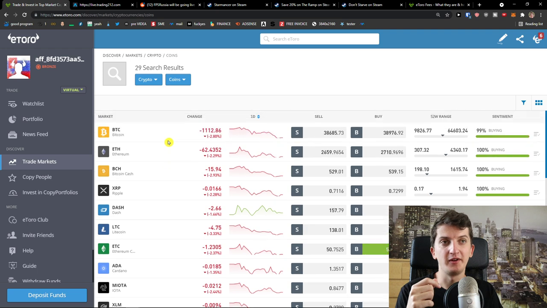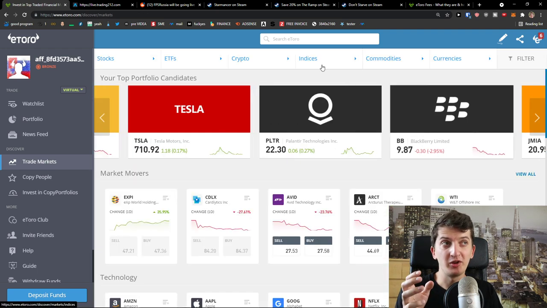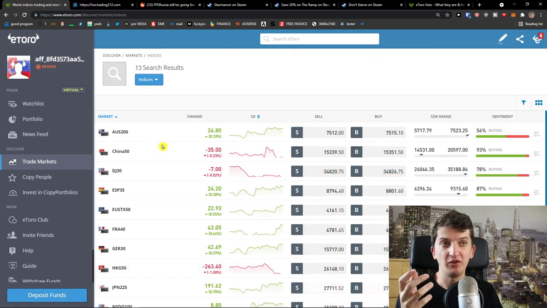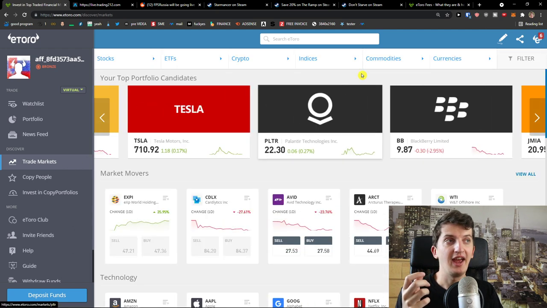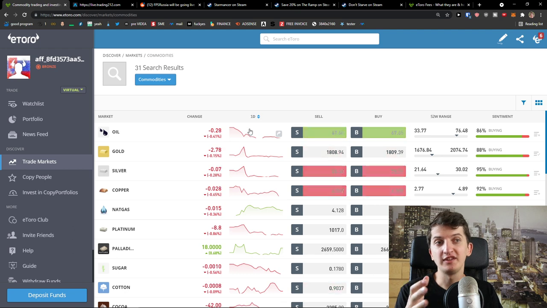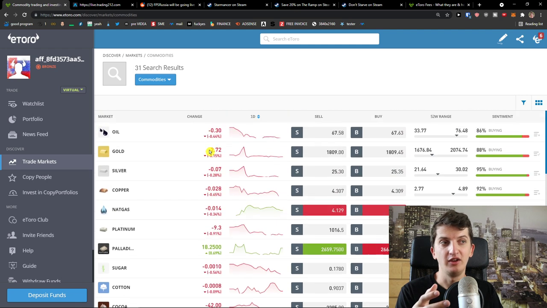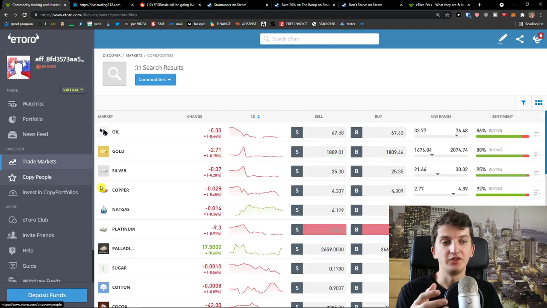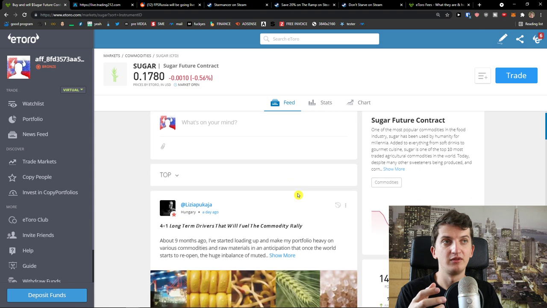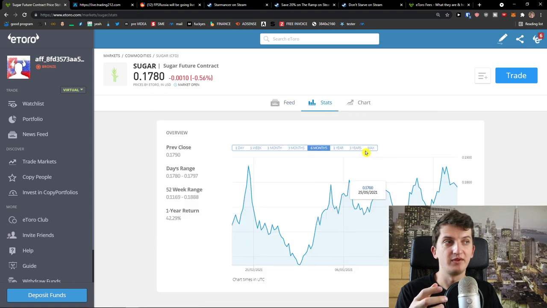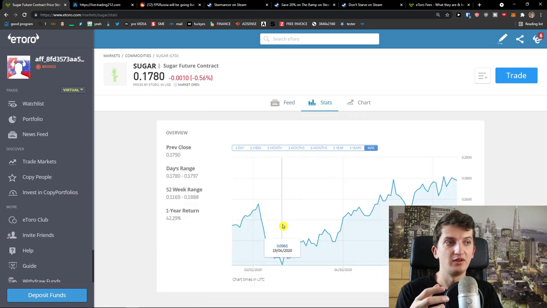Now, when we go even further to the market, I'm not going to really talk about the crypto indices. That's another thing that you can buy, like pairs. And then you have commodities, like gold, silver, oil. If you want to buy it, you can go and support those markets. Cotton, cocoa, you see it right here. So sugar. So that's something you can definitely do if you want to.